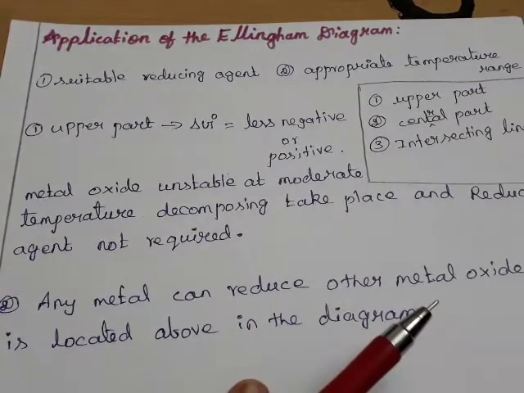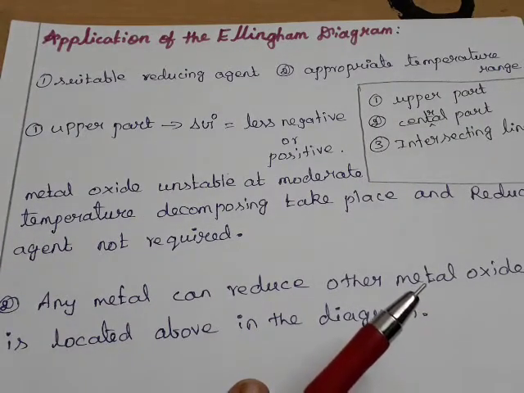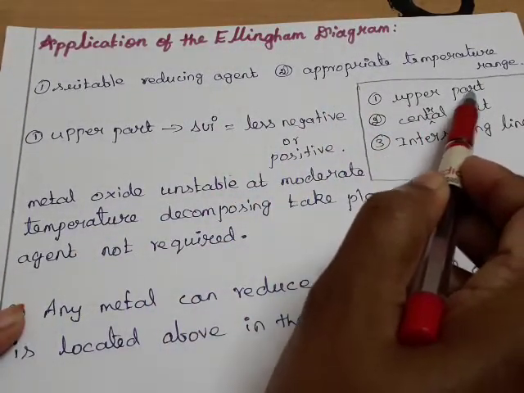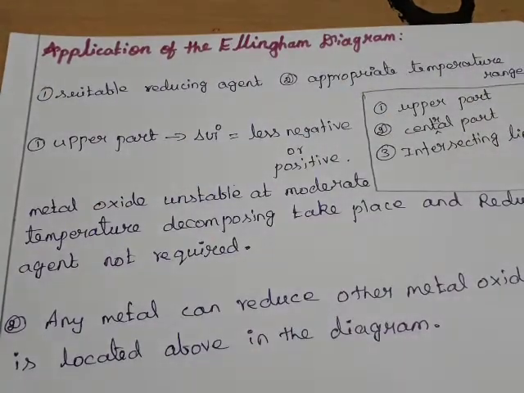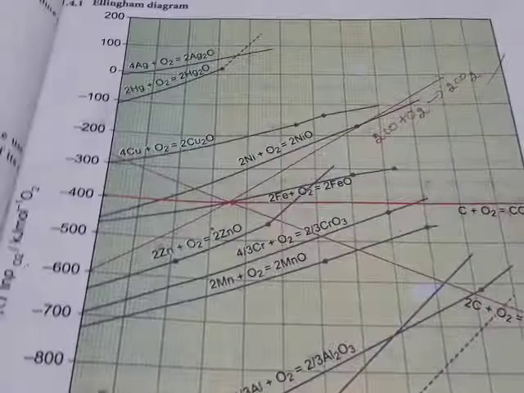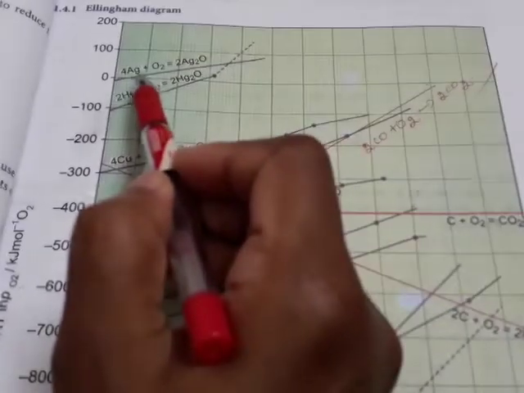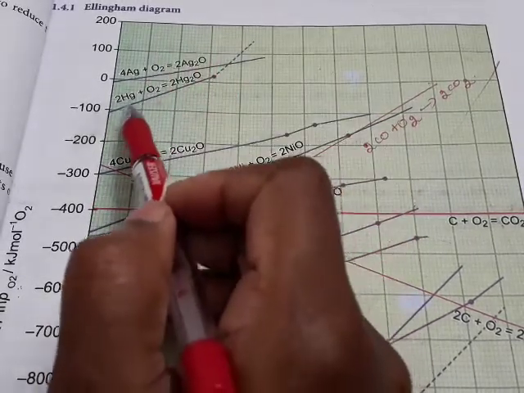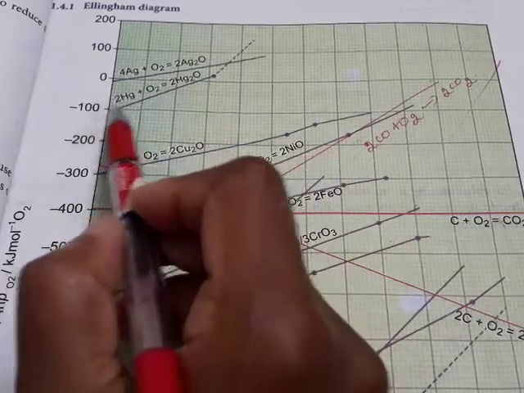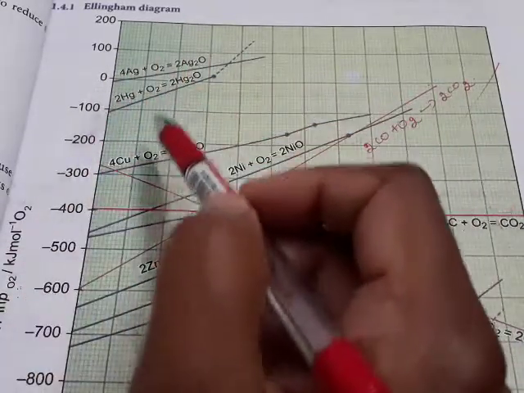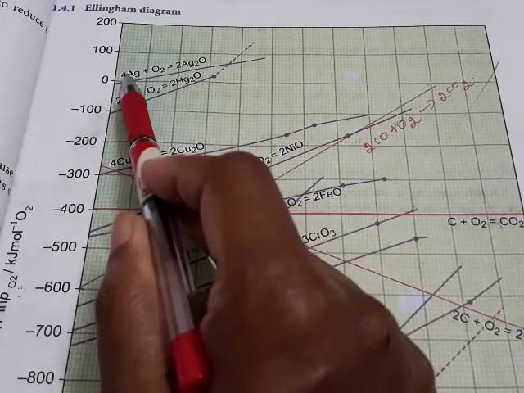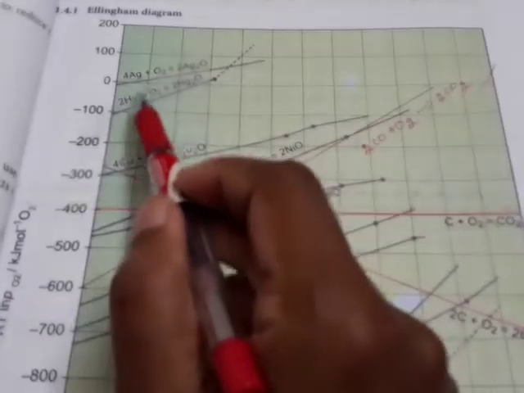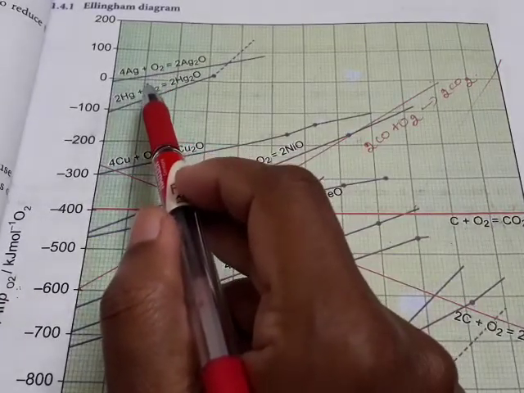Now you are going to see the first point, which is the upper part. In the upper part you have magnesium reacting with oxygen to form magnesium oxide, and mercury reacting with oxygen to form mercury oxide. In the upper part, the delta G naught values are close to 0, meaning less negative or positive. So all these metal oxides are less stable or unstable.